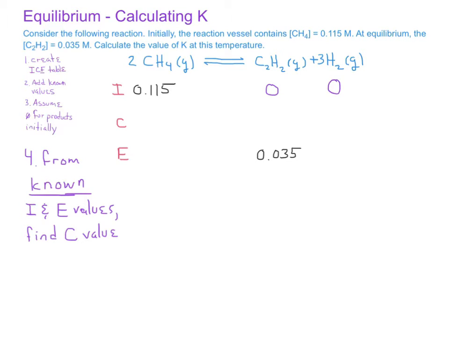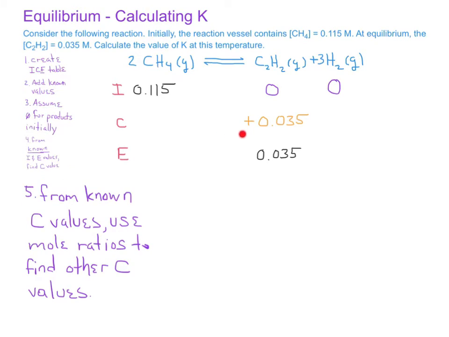The fourth thing we'll want to do is for any reactants or products where we have both an initial and an equilibrium value, we can use that information to calculate the change value. Now in this case, we knew that we had 0 C2H2 at the beginning, but at equilibrium we had 0.035 molar. So how much did that change by? That would be the equilibrium minus the initial, which is 0.035 would be the change value. And that would be a positive value because as a product, that concentration increased.